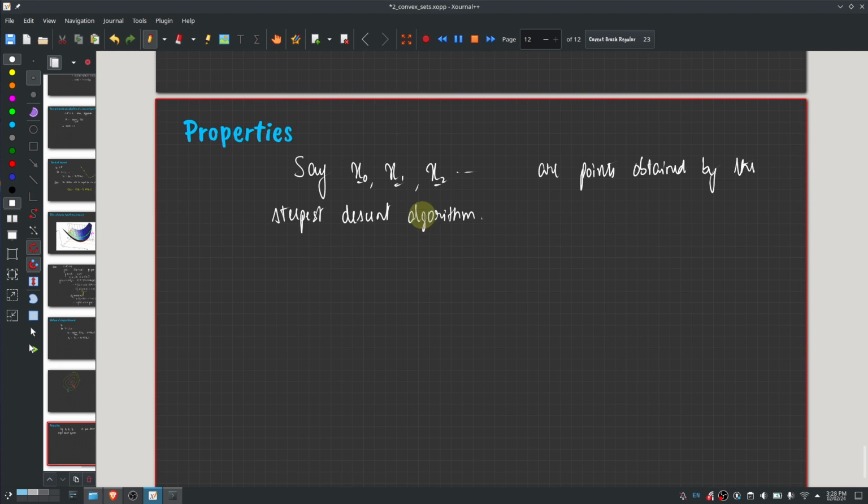So what I want to say is that these two directions are orthogonal to each other, or in other words, for any t equal to 1, 2, etc., xt minus xt minus 1, the direction from xt minus 1 to xt, and xt plus 1 minus xt, the direction from xt to xt plus 1, the dot product is equal to 0. So these two vectors will always be perpendicular to each other.